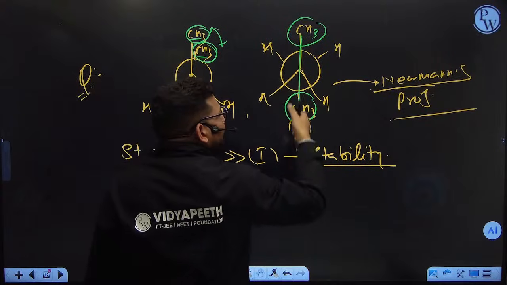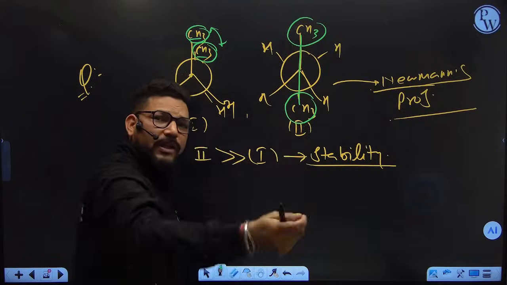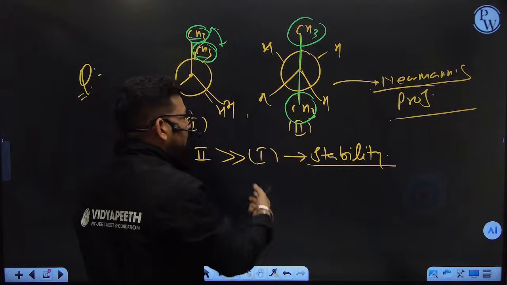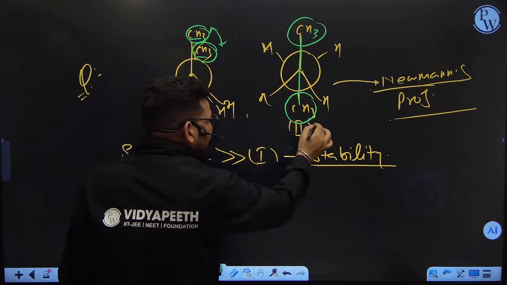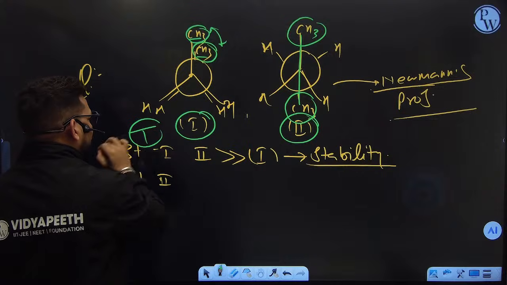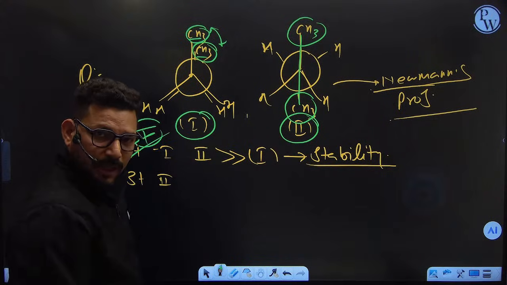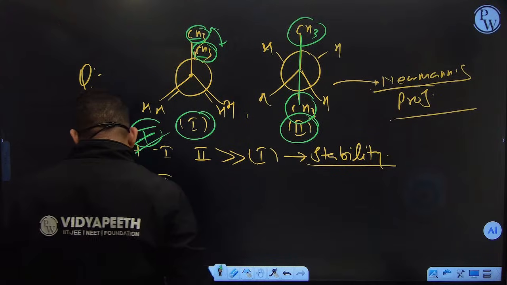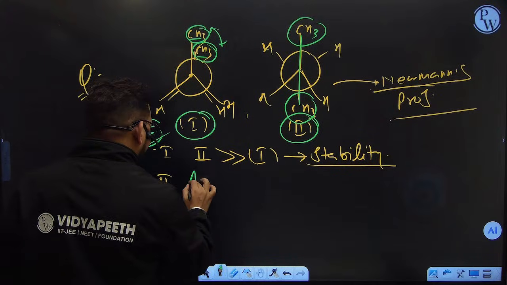But here there is no repulsion because the same kind of group is just opposite to each other. Thus we can say there is no repulsion, so it is feeling much more stable. So we can say that the second one is more stable than the first one, which is true. Yes sir, this statement is correct.